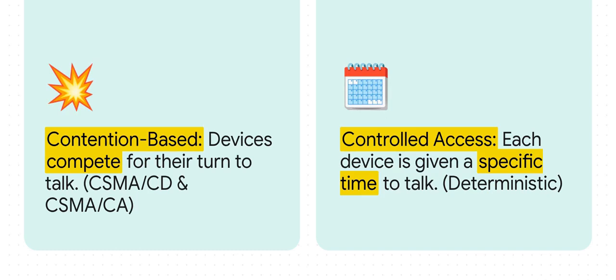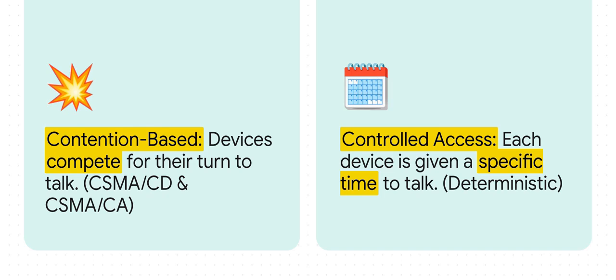And finally, how do we decide who gets to talk and when? Well, on a contention-based network, think Wi-Fi, it's kind of like a free-for-all. Devices basically listen to see if the line is clear, and if it is, they start talking. If two talk at once, you get a collision. So they both stop, wait a random amount of time, and try again.